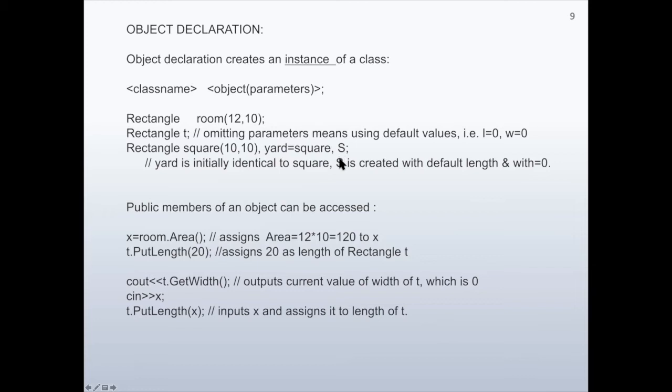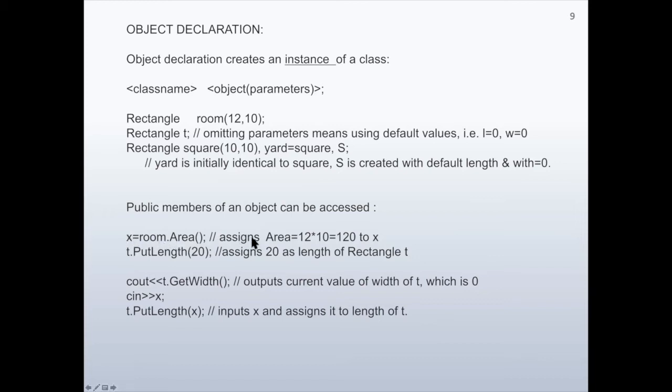And here S is created with default length and width equal to 0. Public members of an object can be accessed by writing the name of the object and then the public member. Here area is a public method. On the room we are applying the method area. By this code the value of the area of room will be calculated, and whatever is calculated will be set as the value of the variable x.